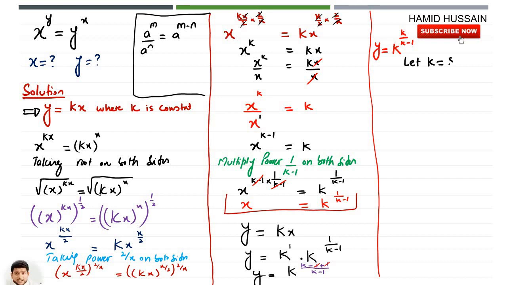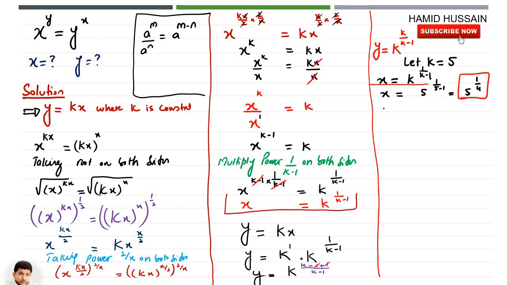k is constant, and that k is 5. So here, as we know that x equals k to the power 1 upon k minus 1, x equals 5 to the power 1 divided by 5 minus 1, that will be 5 to the power 1 upon 4. That is the answer of x. This is the actual answer of x, that x equals 5 to the power 1 upon 4.